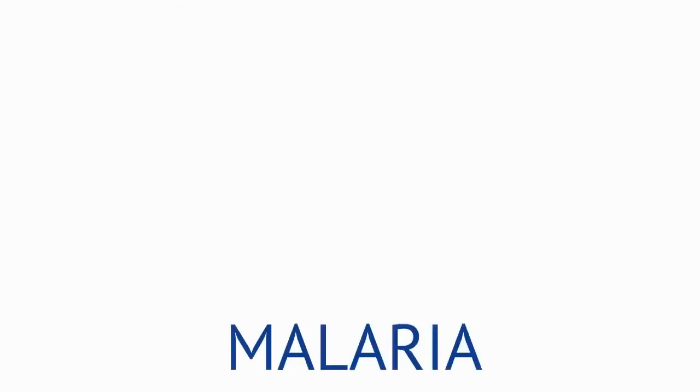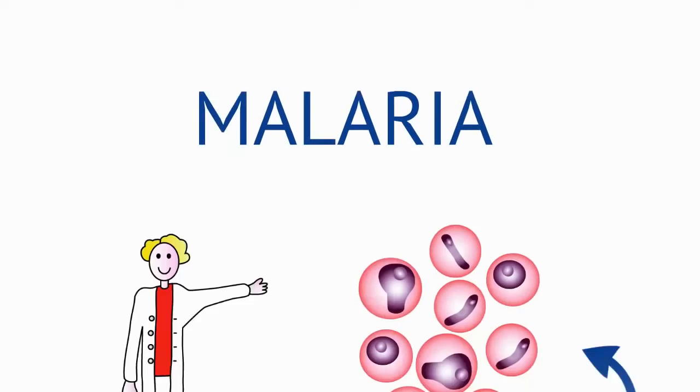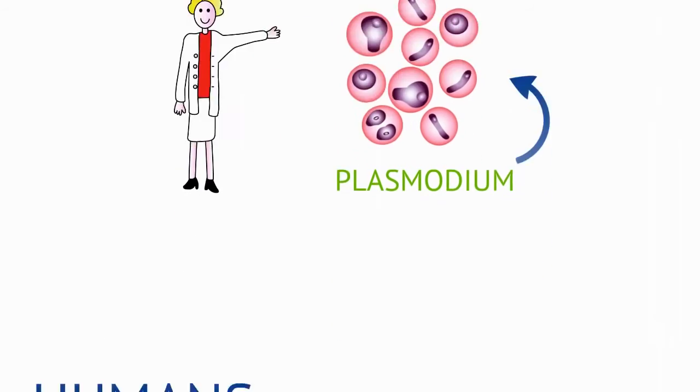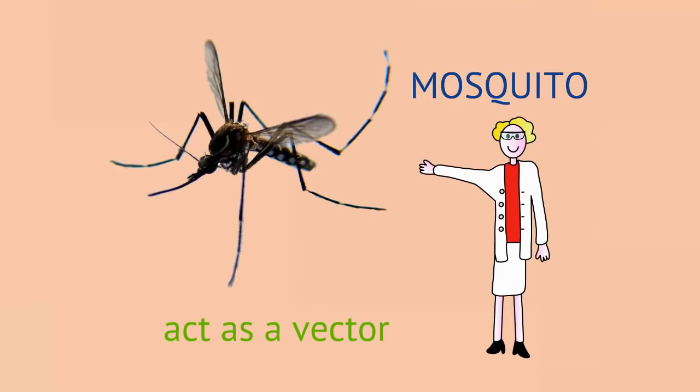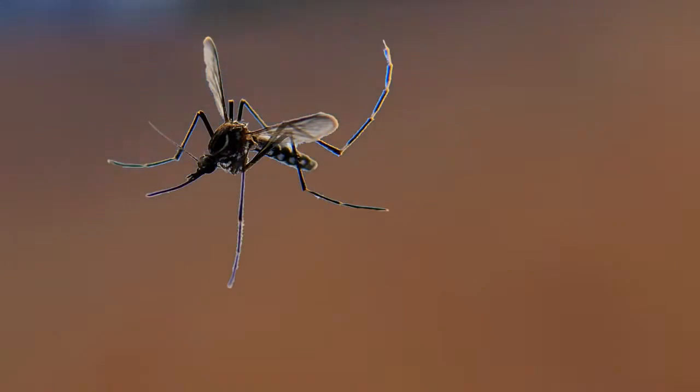Many parasites spread diseases such as malaria. The malaria parasite is called Plasmodium. Humans are the host that Plasmodium feeds on. Mosquitoes inject the Plasmodium parasites into the bloodstream, and in doing so they act as a vector for the disease, spreading malaria into another organism without being affected by it.